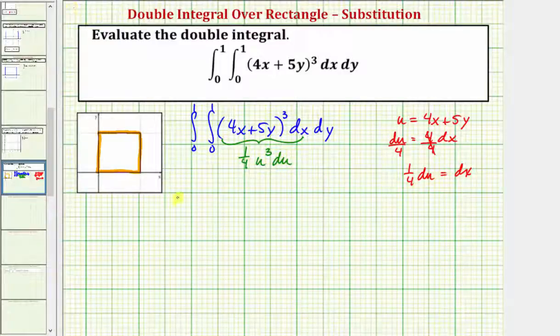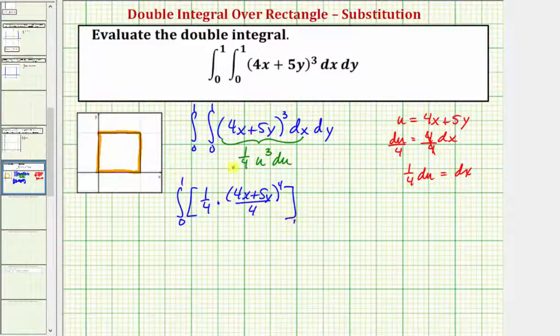Now we integrate. Notice with respect to u, we'd have 1/4 times u to the fourth divided by 4. In terms of x and y, though, we'd have 1/4 times u to the fourth, which is really the quantity 4x plus 5y to the fourth divided by 4.